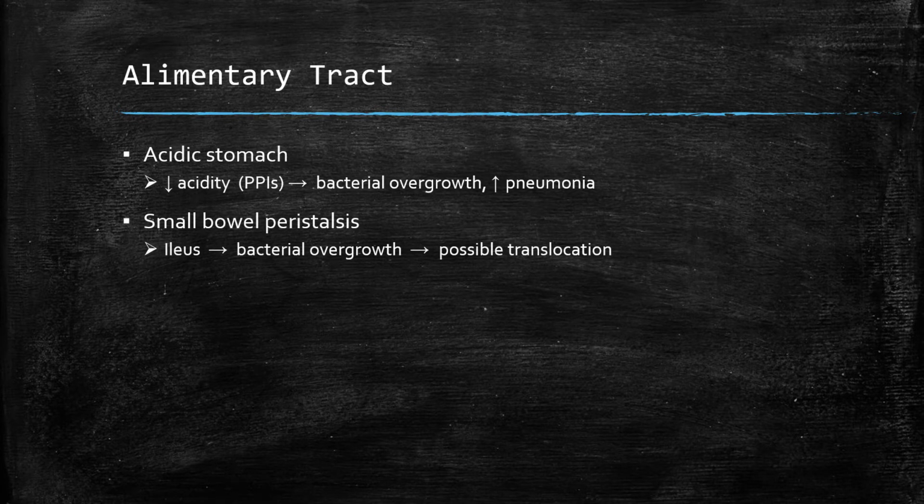The gut is another possible pathogen portal of entry. The stomach is normally very acidic, which kills off any ingested pathogens. However, many surgical patients in the post-op period are started on acid-reducing drugs to minimize stress ulceration and reflux. This can have the side effect of leading to bacterial overgrowth and increased risk of pneumonia.